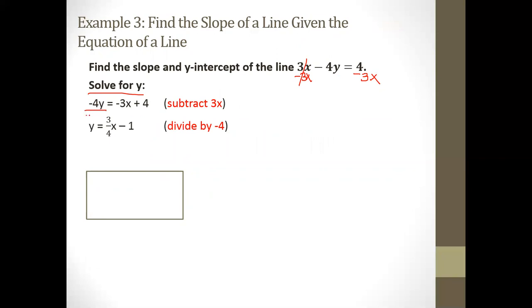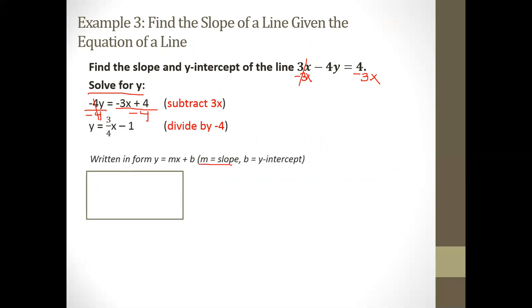Now we're going to divide both sides of the equation by negative 4. And the negative 4's cancel, leaving y. On the right side, you have negative 3x divided by negative 4, so you divide both. Negative 3 divided by negative 4 gives us positive 3/4, and 4 divided by negative 4 gives us negative 1.